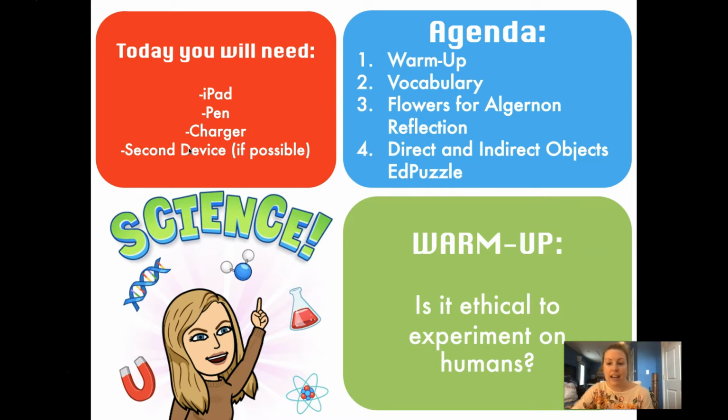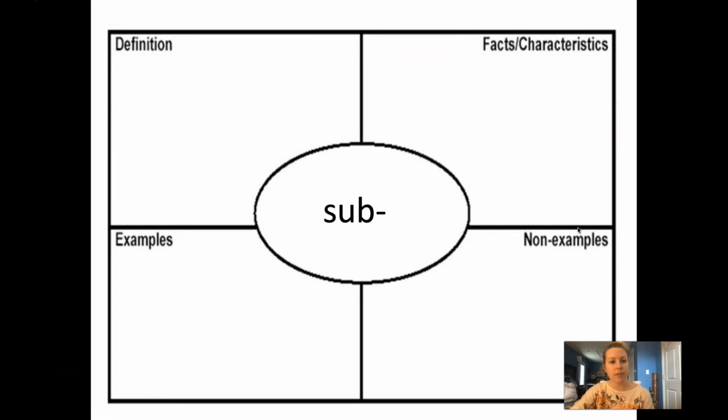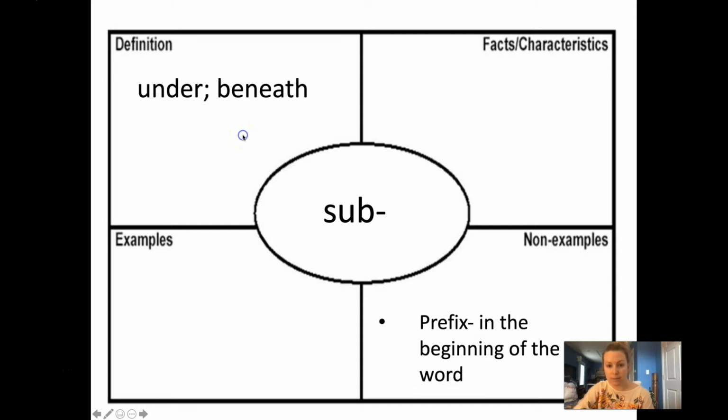Now that you have that answered, I'd like for you to move to the root section of your binder. You're going to go into your Frayer model, and it should say Frayer sub. Our new prefix is sub, so please make sure your hyphen is only after the B, because sub will not be found in the middle or the end of a word. It is a prefix, so it'll always be found at the beginning. The definition is under and beneath.